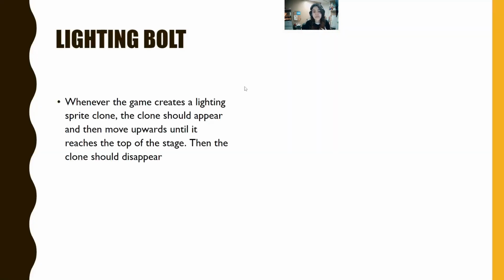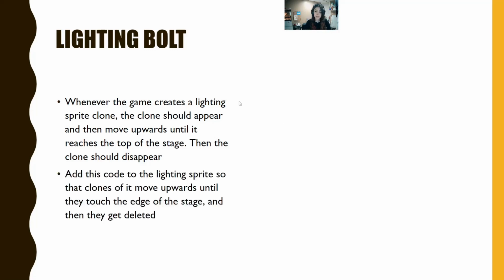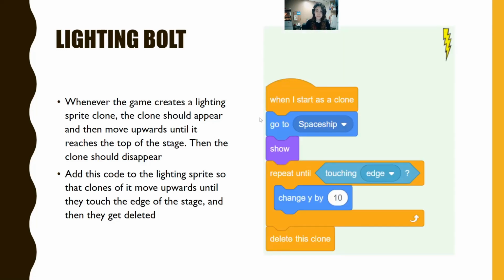So whenever the game creates a lightning sprite clone, the clone should appear and then move upwards until it reaches the top of the stage. Then the clone should disappear. So let's add this code to the lightning sprite so that the clone can move upward until it touches the edge of the stage. Then it gets deleted. So we have a new trigger now, but this trigger is going to be in our lightning sprite.